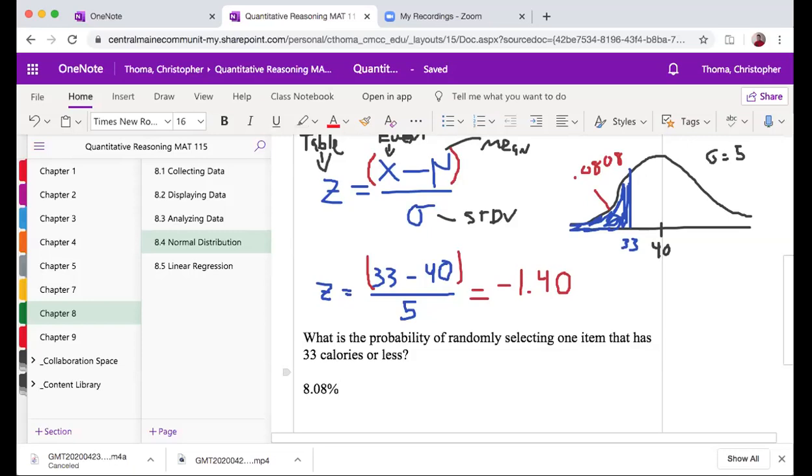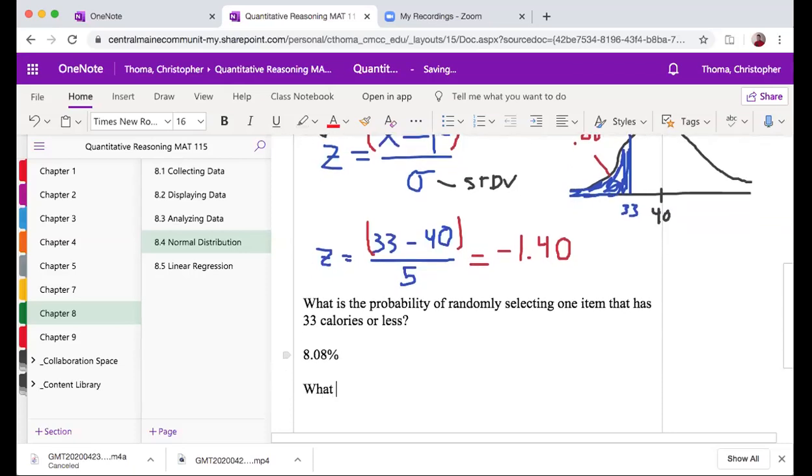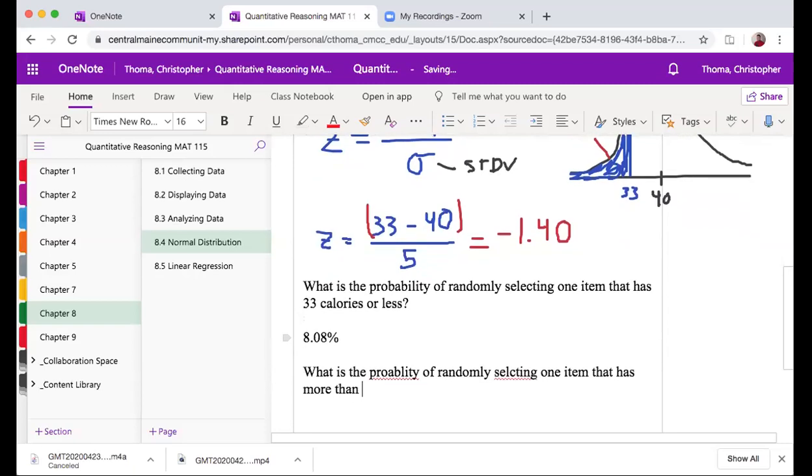Questions? No, that's pretty cool. All right. So let's just change it up a little bit. I'll delete this. I'll leave it on here, that way people can come back and watch the video if they want. So my next question then is, what is the probability of randomly selecting one item that has more than 47 calories?